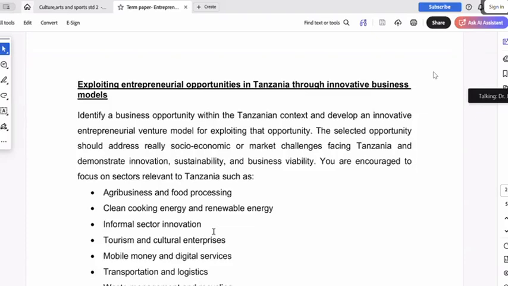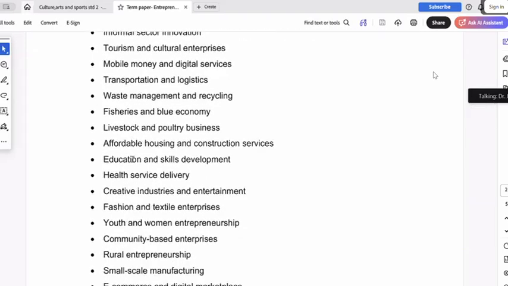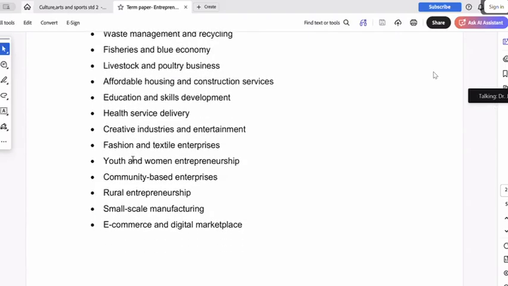In such a way, you are much more encouraged to focus on sectors which are relevant to Tanzania, such as agribusiness and food processing, clean cooking energy and renewable energy, informal sector innovations, tourism and cultural enterprises, mobile money and digital services, transportation and logistics, waste management and recycling, fisheries and agro economy, livestock and poultry business, affordable housing and construction services, education and skills development, health service delivery, creative industries and entertainment, fashion and the textile industries, youth and women entrepreneurship, community-based enterprises, rural entrepreneurship, small-scale manufacturing, e-commerce and digital marketing.